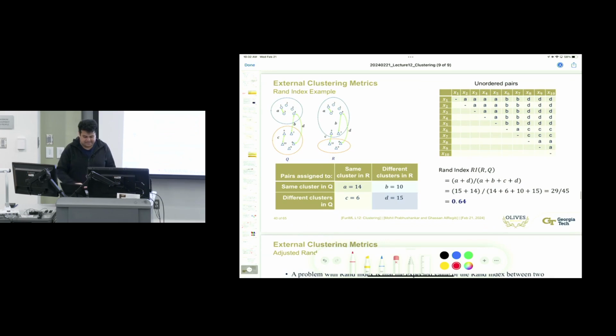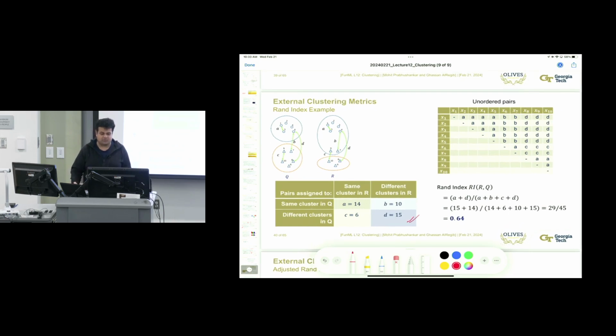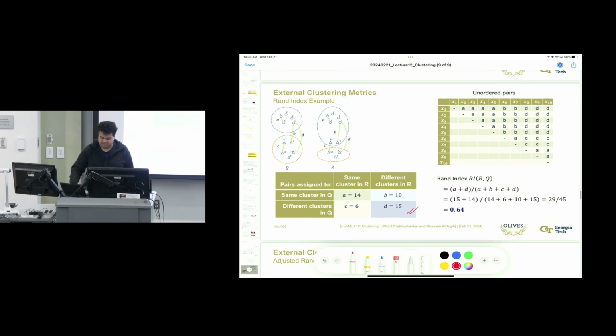In this case, this particular slide, it's the same as your confusion matrix. If you have a binary classifier and you're looking at a confusion matrix, it's very, very similar to what we have shown in this case. Everything is, same cluster in R, different clusters in R, same cluster in Q, different cluster in Q. You can basically count, do the exact same thing that we did for classification.